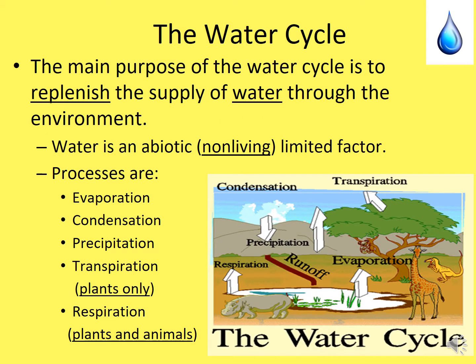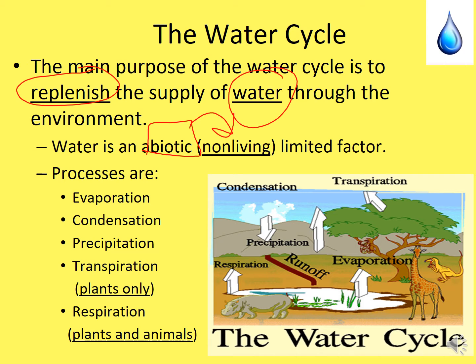So the first thing you have to go back to is the water cycle. You are very familiar with the water cycle. Well, the whole purpose of the water cycle is to replenish the supply of water through the environment. And of course, water is abiotic. So abiotic means it's non-living.